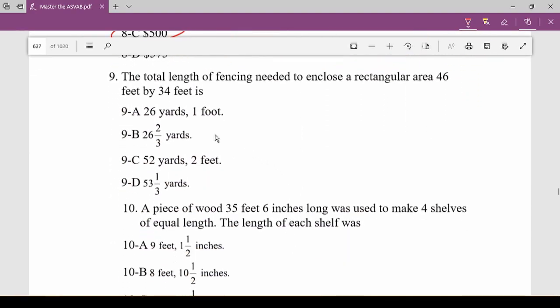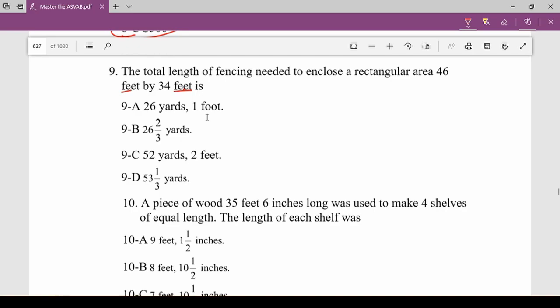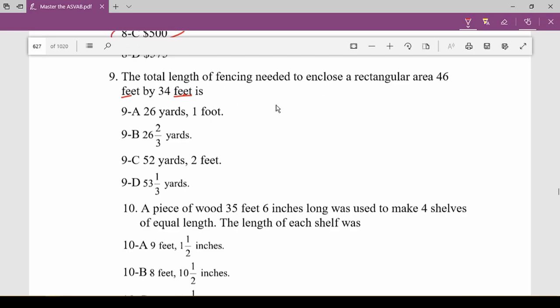Okay, number 9, the total length of fencing needed to enclose a rectangular area 46 feet by 34 feet is? We can see we're given everything in feet, but the answers are in yards. So in this case, we're going to have to make a conversion, but first let's sketch it out. Told it's a rectangle that is 46 by 34 feet. And we want to know the total length of fencing to enclose this rectangle.